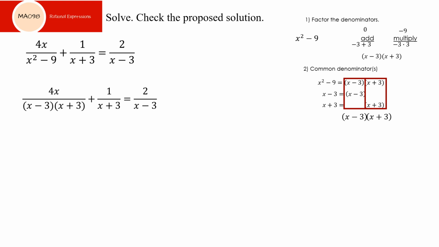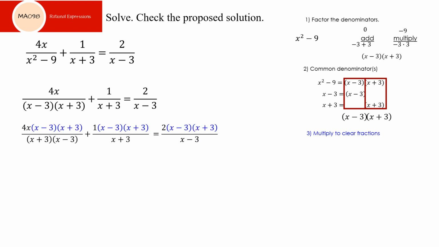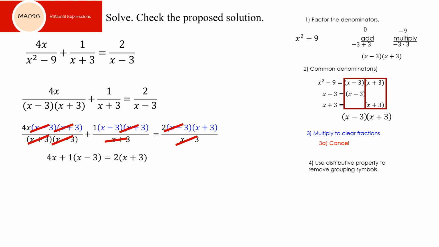So our next step is to actually multiply each piece by x minus 3 times x plus 3. Then we're going to cancel. Like I said, this is kind of the fun part. We get rid of a lot of stuff. Now let's see what we're left with. 4 plus 1 times x minus 3 equals 2 times x plus 3.